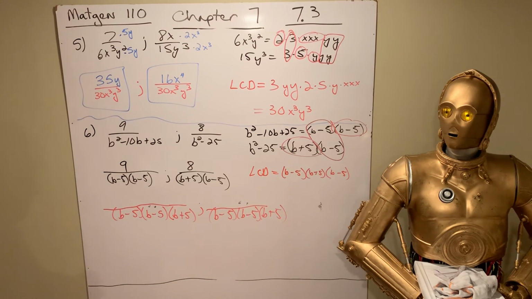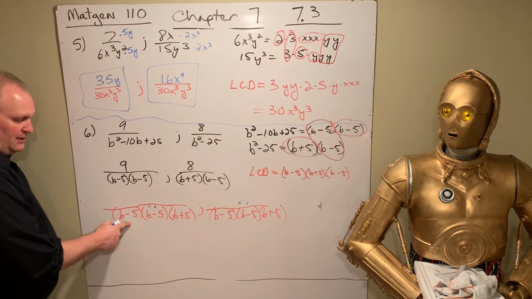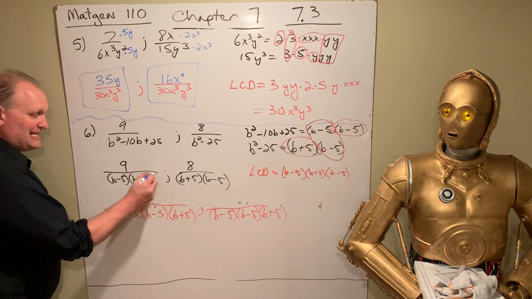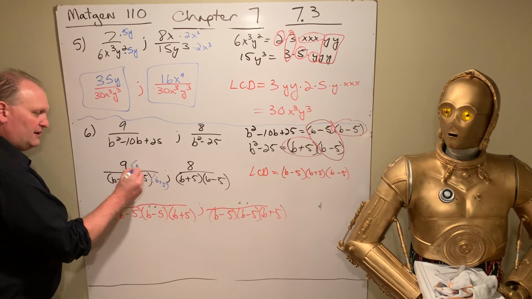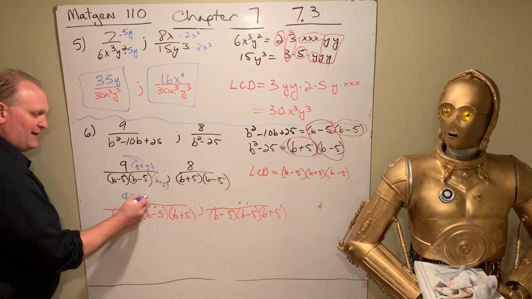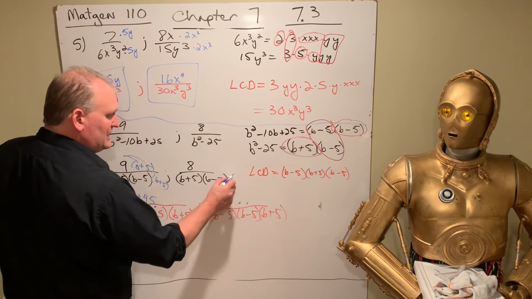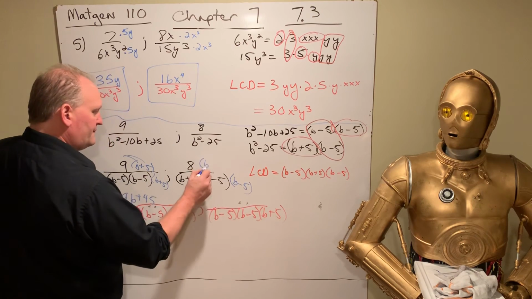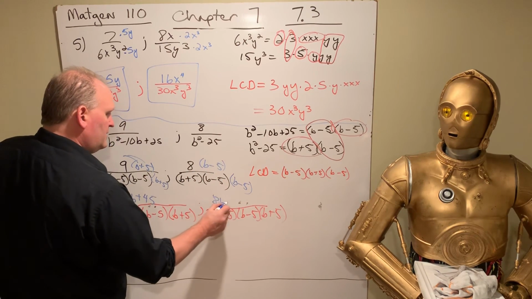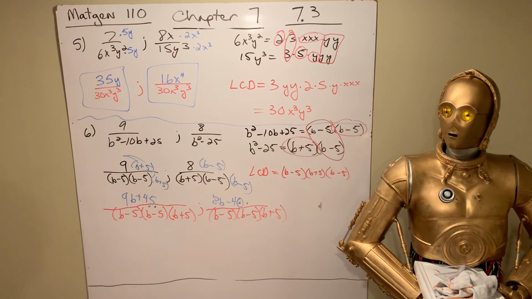So now let's see what we have to multiply by. Look, what I have, what I need. So I've got b minus 5, I got b minus 5. I need a b plus 5. So there's 9b plus 45. I have a b plus 5, got it. I got a b minus 5, got it. I need another b minus 5. 8b minus 40. All right. And that is 7.3. Next video will be for 7.4.